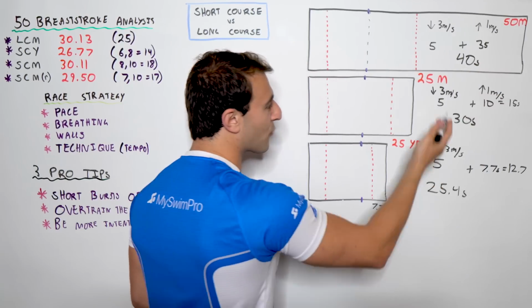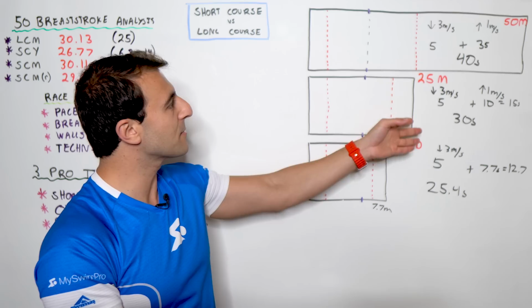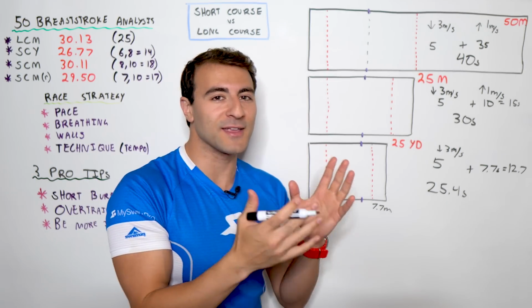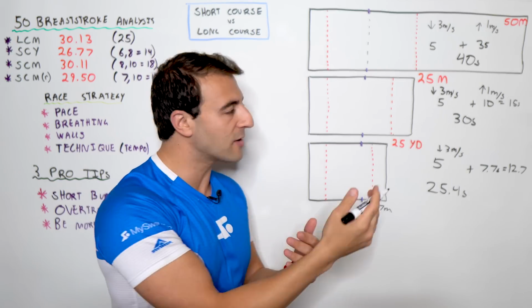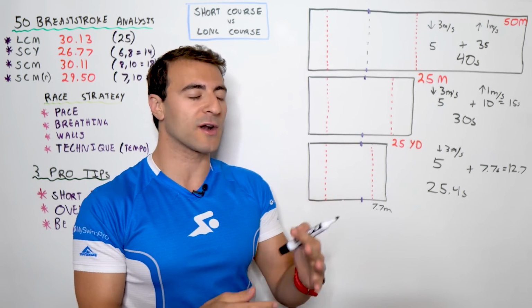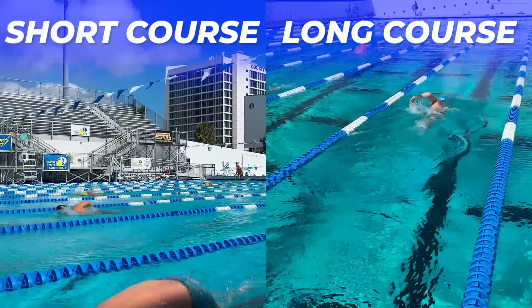As you can see, these are pretty dramatic. The difference between swimming in a 25-yard pool, 25-meter pool, and 50-meter pool. Now, even though I use pretty ridiculous numbers trying to show the difference between a 3 meter per second underwater and a 1 meter per second over the water, really just to demonstrate how much of a difference there is between short course and long course swimming.